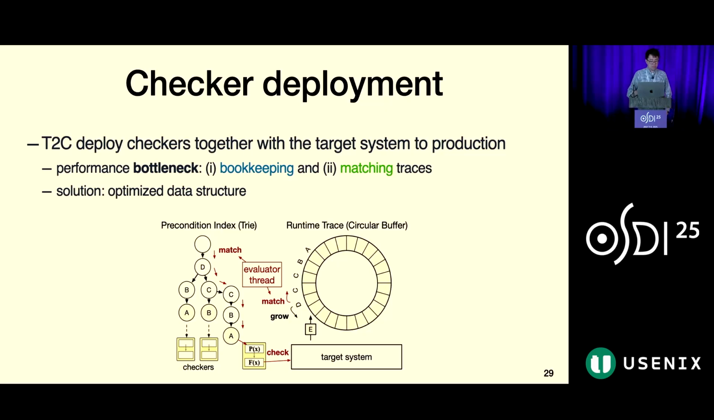In the production phase, T2C deploys the validated checkers with the target system. T2C has a runtime library that continuously evaluates the checker's precondition and its constraints against production workload and invokes the checker function accordingly. It uses a circular buffer to manage the maximum memory usage, so we don't want any excessive GCs here. It automatically discards the expired traces. And it employs a precondition index with a tree to efficiently match the traces with preconditions, so we don't need to traverse the checkers one by one.